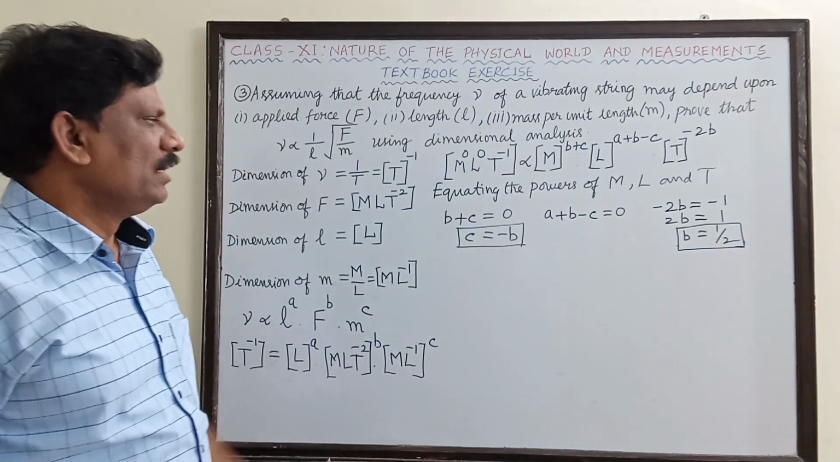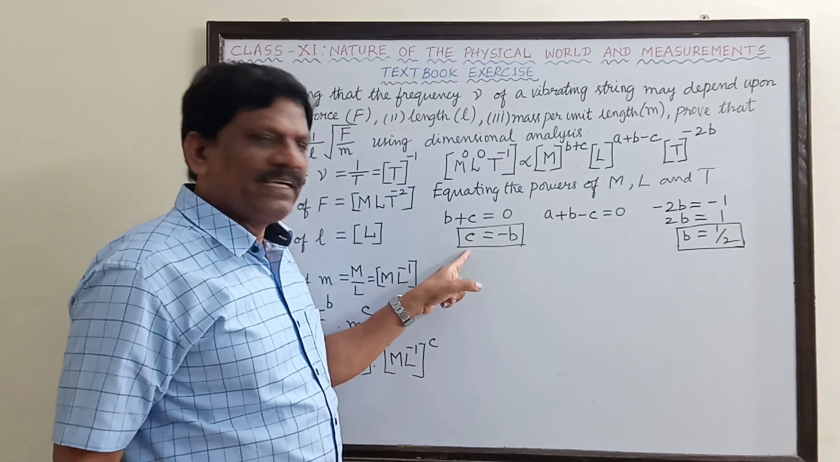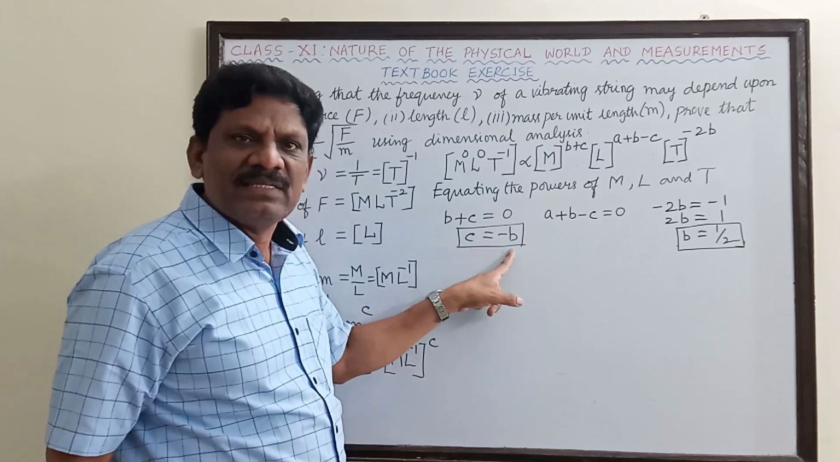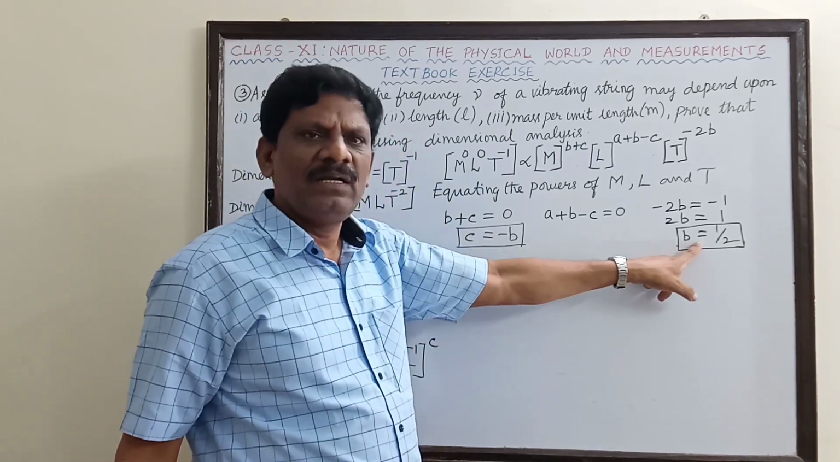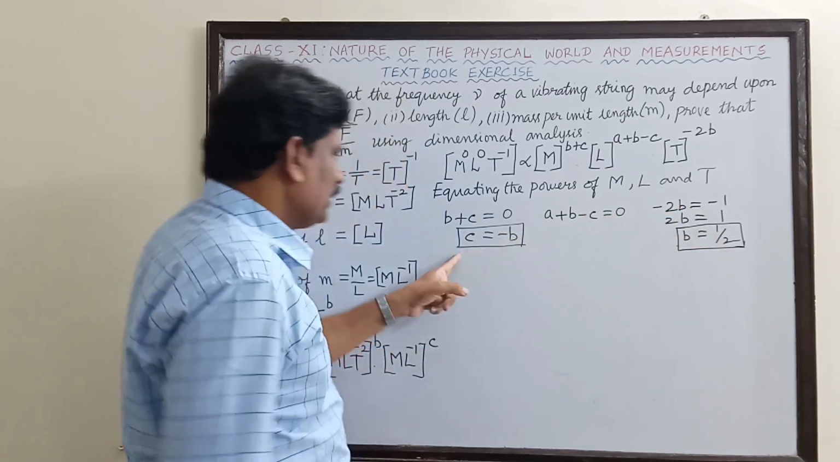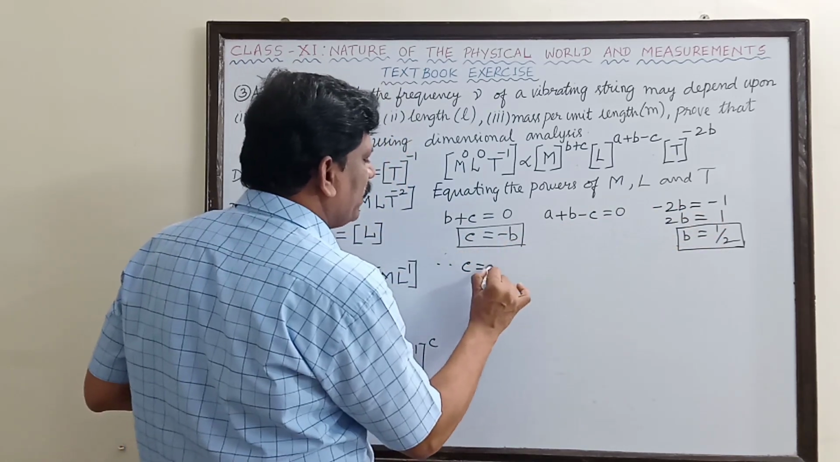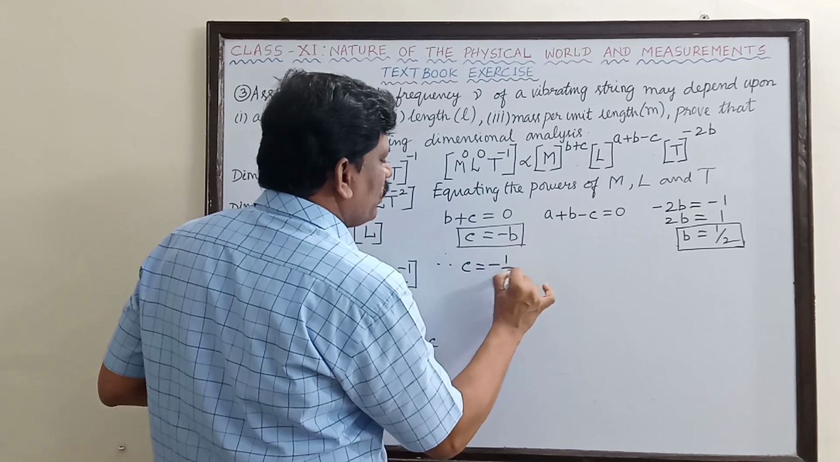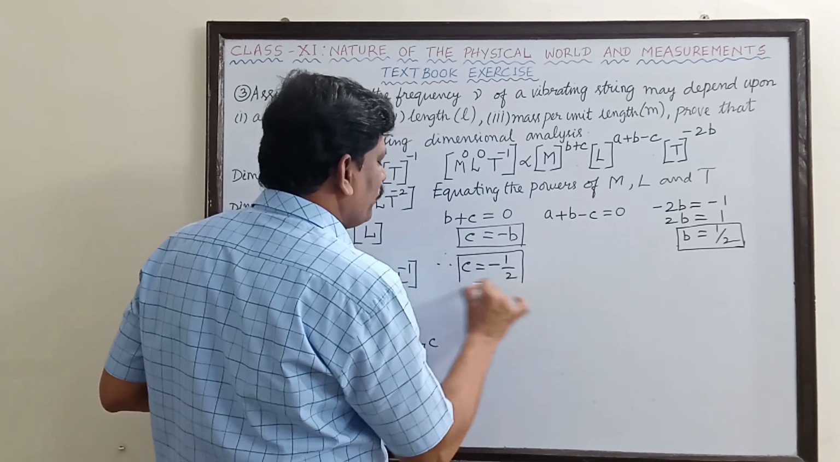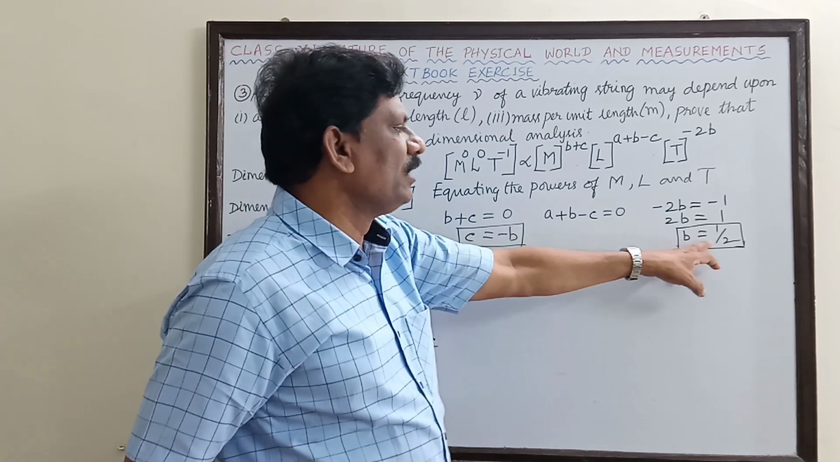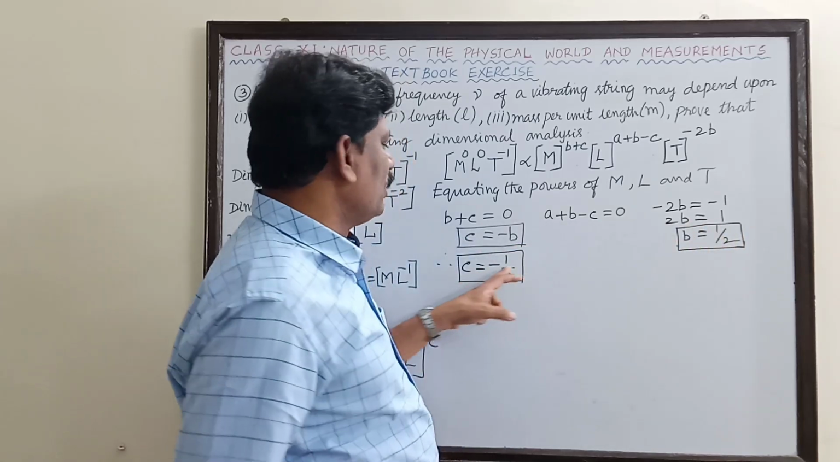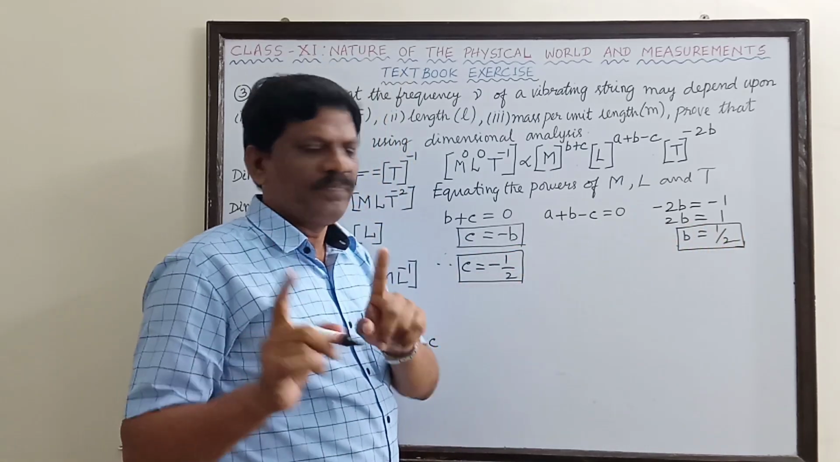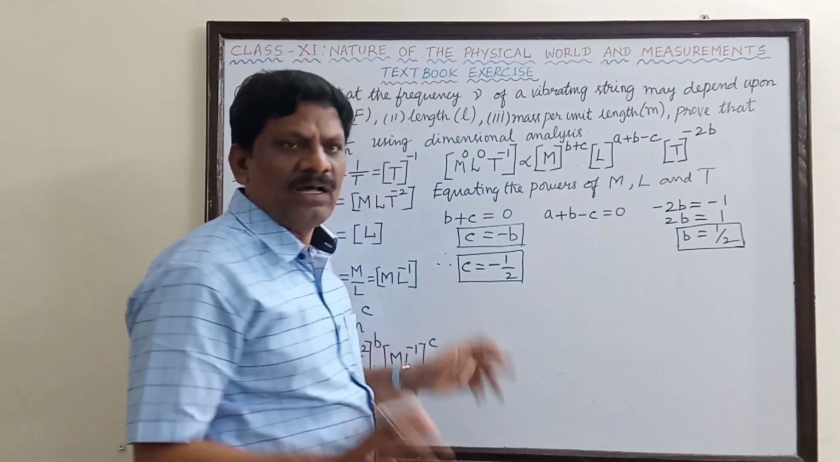Understand? Now you look at the first factor. c is equal to negative of b. Is it not? What is b equal to here? Plus half. Therefore, c must be equal to what? Minus 1 by 2. So b is equal to plus 1 by 2, c equal to minus 1 by 2. So the values of b and c are known.